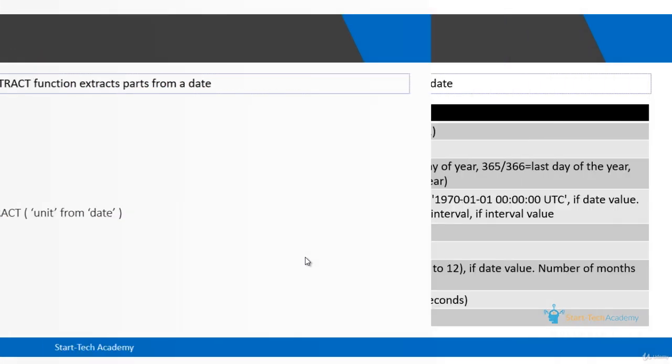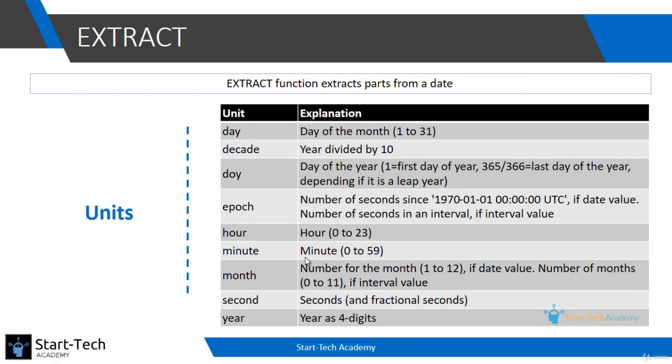What are the different types of units? Majorly these are the types of units used. There are other units also, but these are the most commonly used ones. If you want to find out which day of the month it is from the given date, you can use the day unit. If you want to find out the number of seconds since 1st Jan 1970, the epoch function is used. We'll see why this epoch function is important in the example.